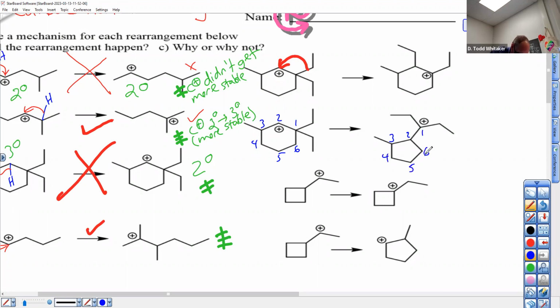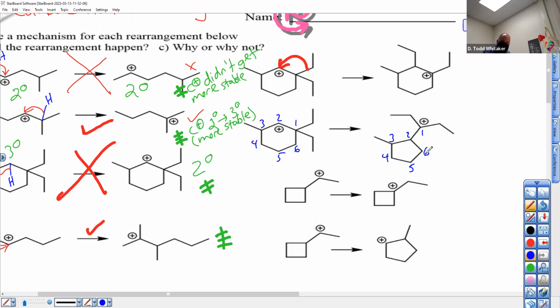What bonds broke? I need two numbers that used to be bonded in the beginning and are not bonded in the end. 1 and 6. That is where you have to start your arrow. The bond between 1 and 6. How did we know? That bond does not exist in the product. Where is 6 bonded in the product that it wasn't bonded to in the reactant? That's where your arrow goes.